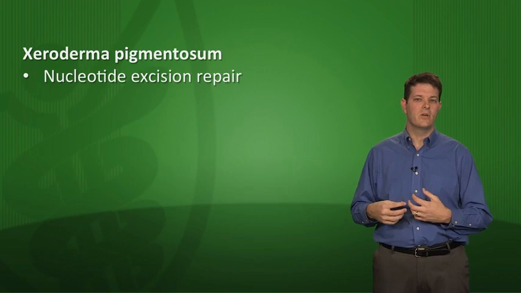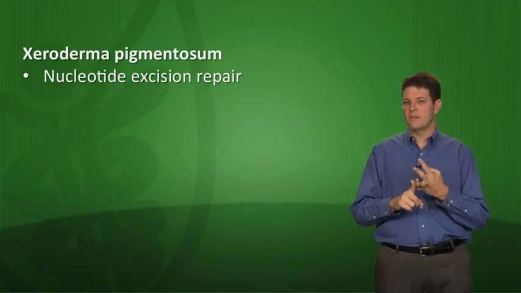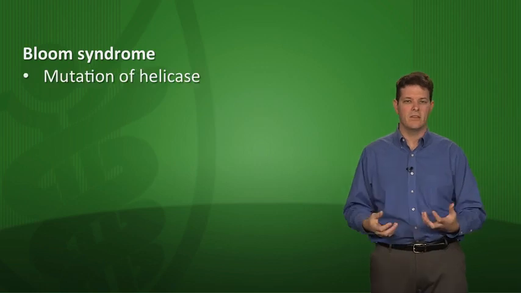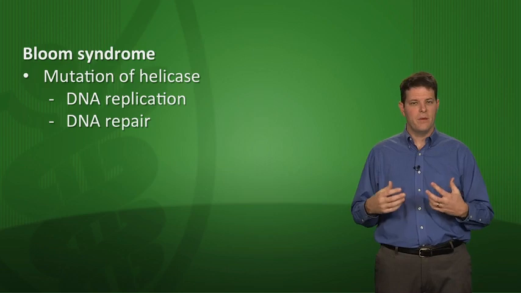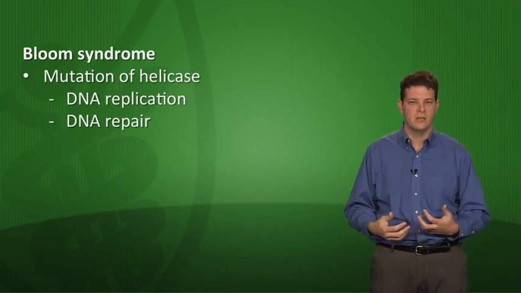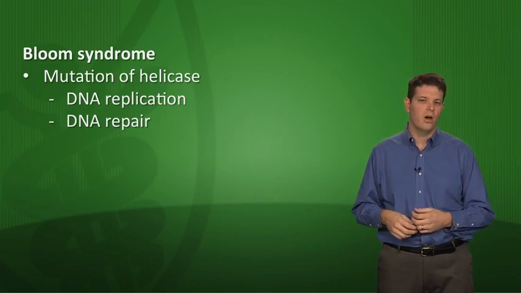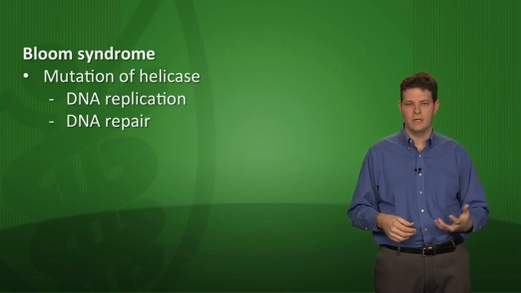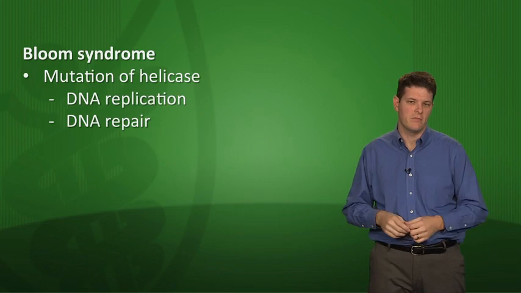So these patients have an increased risk of skin cancers, including melanoma, basal cell skin cancer, and squamous cell skin cancer. A somewhat similar disorder of DNA repair is called Bloom syndrome, which is actually a mutation of helicase. So this affects both DNA replication and DNA repair. But again, these patients have hypersensitivity to sunlight. They also have increased susceptibility to cancers like leukemias and lymphomas. They have a host of other problems like immunodeficiency and infertility and facial anomalies. But just recognize Bloom syndrome is a disease related to DNA repair defects.